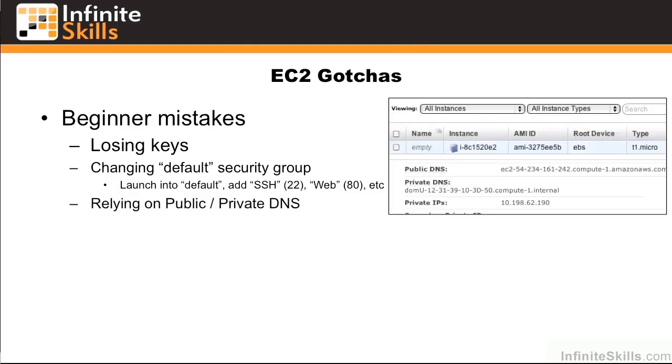Relying on public and private DNS is a bad idea. These will change on every instance reboot, and you're going to have a tough time logging into your machine if you try to use these over and over. Try to use elastic IPs instead.